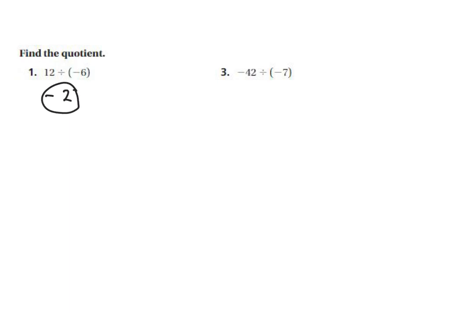For question number 3, our integers are both negative, so they're the same. So a negative times a negative is a positive, and 42 divided by 7 is 6.